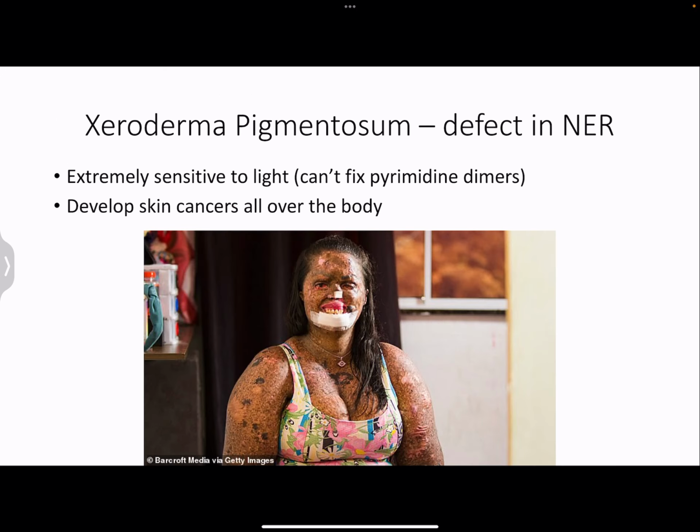If you have a defect in NER, you can develop xeroderma pigmentosum. You're incredibly sensitive to light because, again, these pyrimidine dimers. So we often say thymine dimers, but it could really be any pyrimidines. I guess you still have the photoreactivation repair, but I suppose that's not enough to compensate for all of the damage that we accumulate on an everyday basis from light. So people get skin cancers all over their bodies.